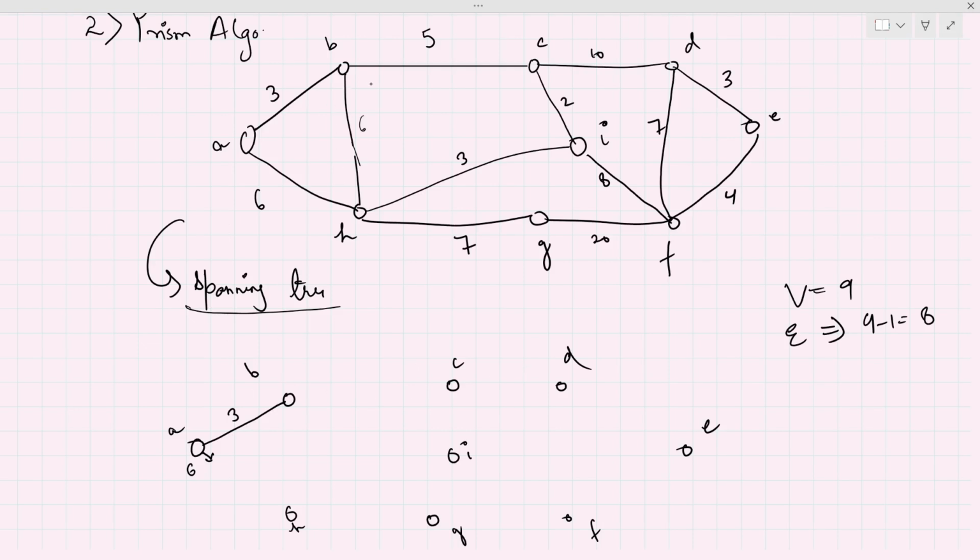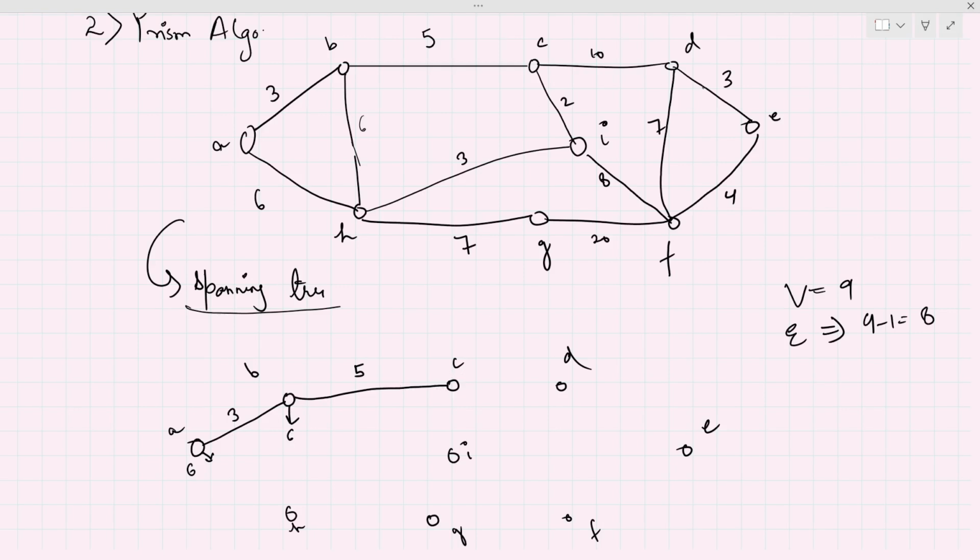Here you can see that we have 6 and 5. So which path do you choose? Definitely you choose the minimum weight. It means you have to connect B to C. Now what's the weight? The weight is 5. You can select B to H, but the weight is 6, which is greater than the B to C weight. So we have to connect B to C.